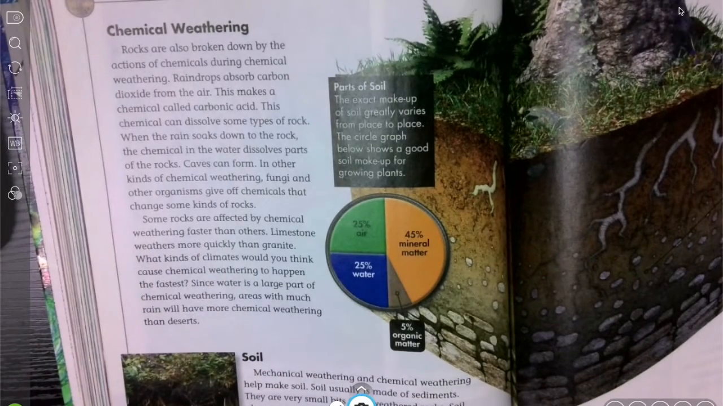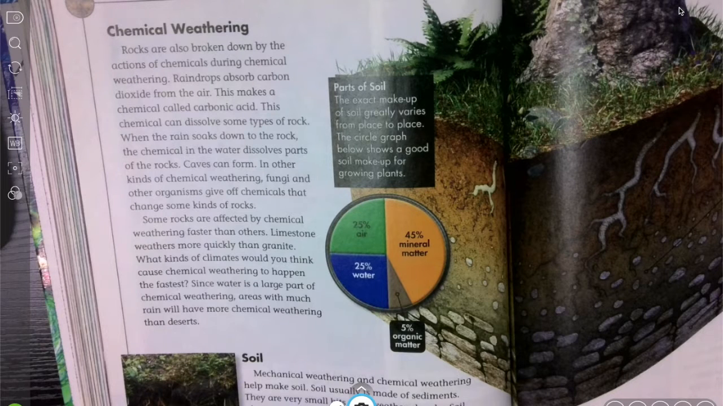In other kinds of chemical weathering, fungi and other organisms give off chemicals that change some kinds of rocks. Some rocks are affected by chemical weathering faster than others. Limestone weathers more quickly than granite. What kind of climates would you think can cause chemical weathering to happen fastest? Since water is a large part of chemical weathering, areas with much rain will have more chemical weathering than deserts.